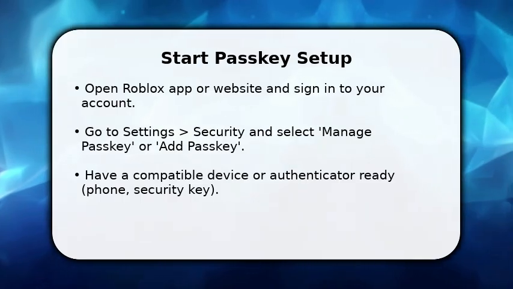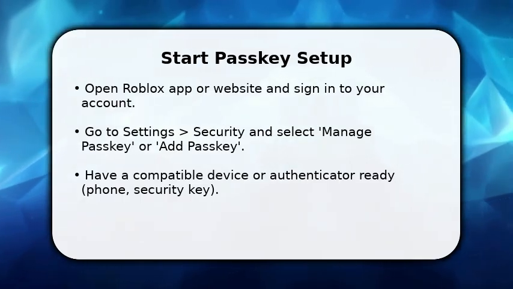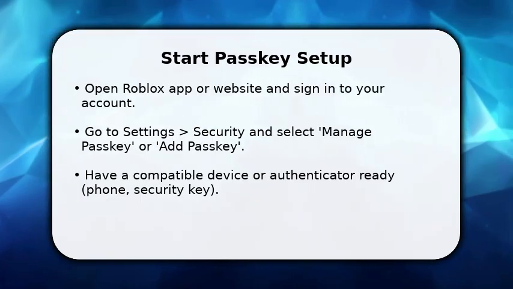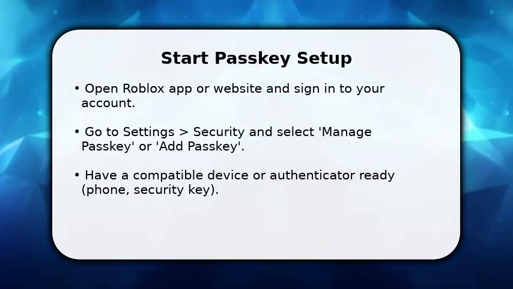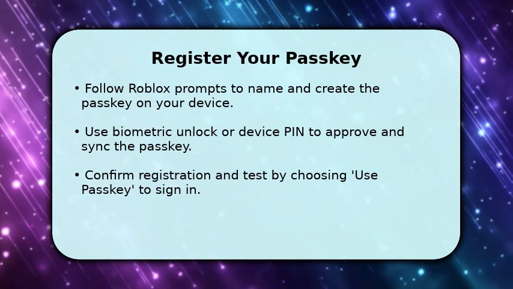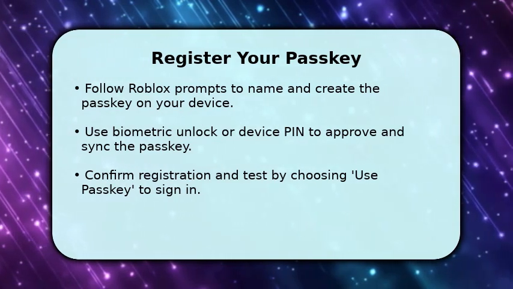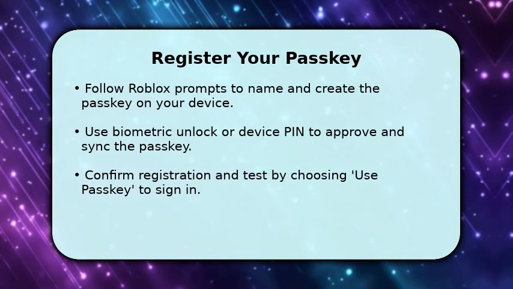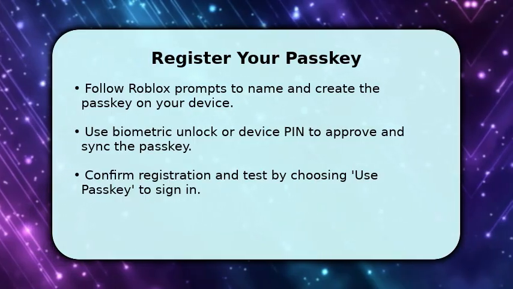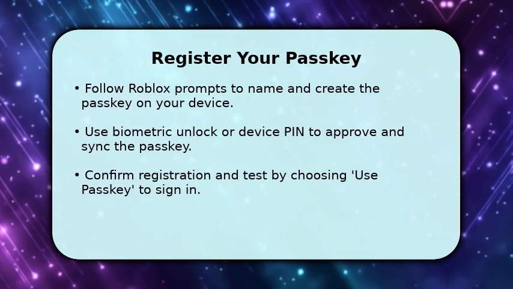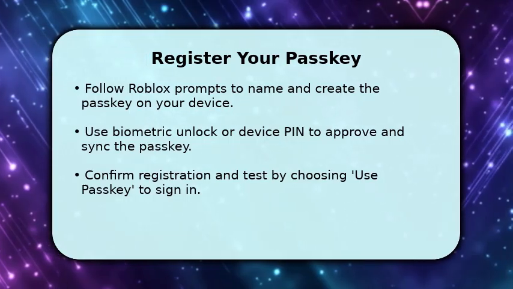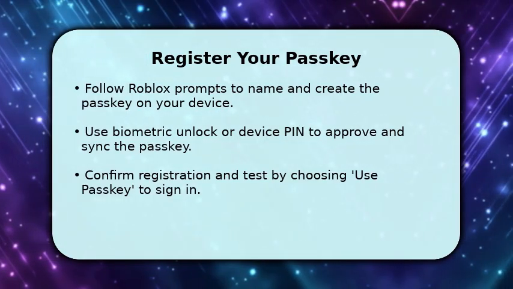You're doing this now to replace passwords with a stronger, phishing-resistant sign-in method, so keep the registering device unlocked and nearby. You'll see a prompt to create and name the passkey. Accept it and then confirm on your device with fingerprint, face, or PIN. Once you approve, the device generates a cryptographic credential that Roblox stores as your passkey. That's why biometrics matter. They unlock the key locally.